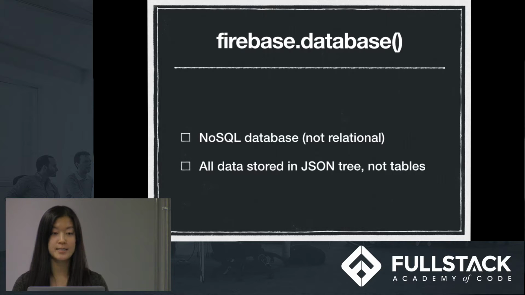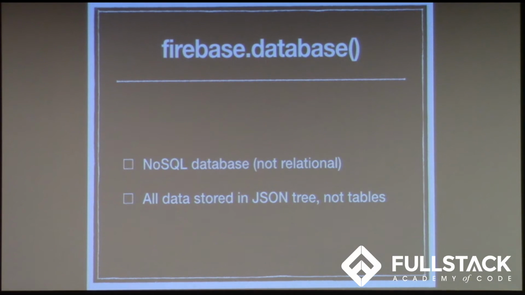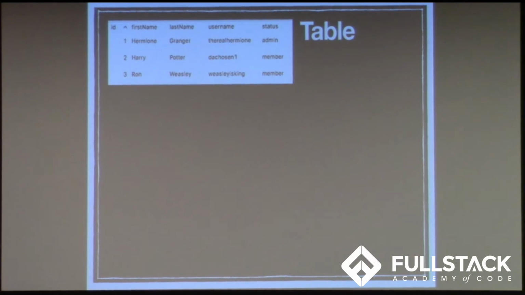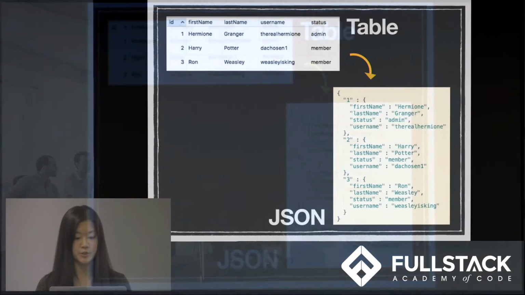Firebase's database is a NoSQL database, so it's not relational, which is what we've been using mostly on the back end, which means all the data are not stored in tables, but rather in JSON objects in a tree. So here's an example of some sample data as it would look in a table. And here's how you might convert it instead to a JSON object.